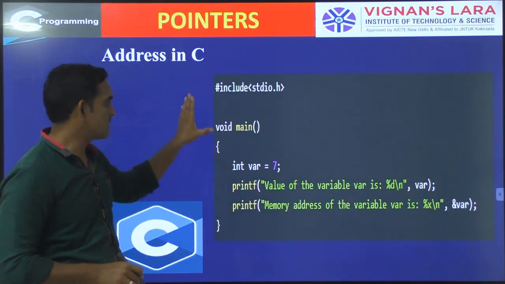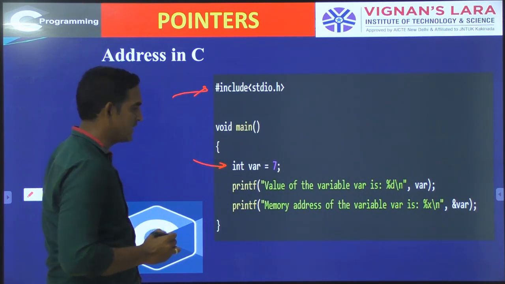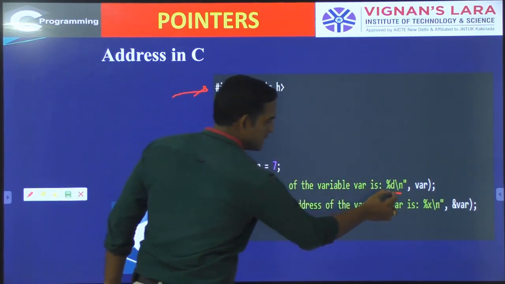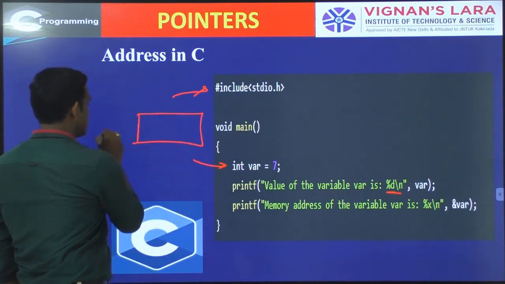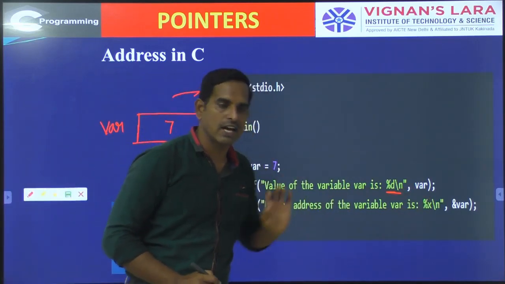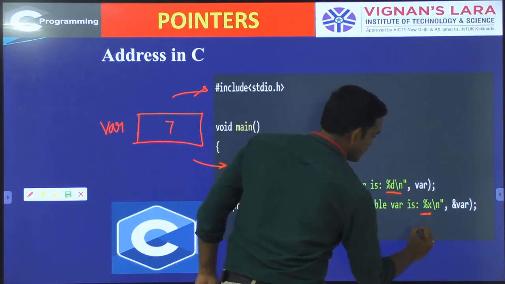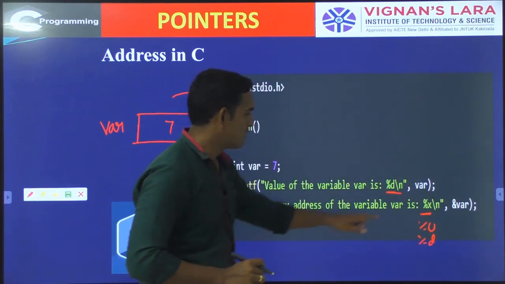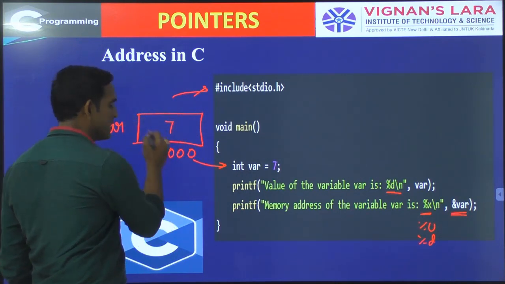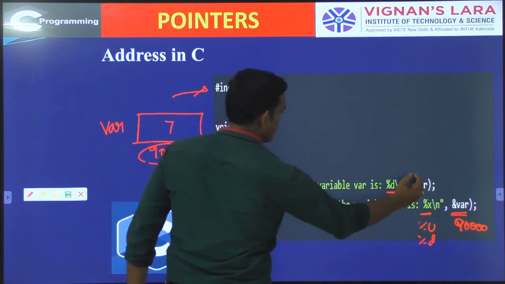So this is a program to represent your address. Initially you have #include, and inside main I am declaring a variable var which is equal to 7. Then printf, "value of the variable is %d", and the value will be var, so this particular value will be printed here. Then, "memory address of the variable var is %x", or you can use %u, or %d, all are valid. So if I write &var, whatever the address of this variable is, it will be printed here.